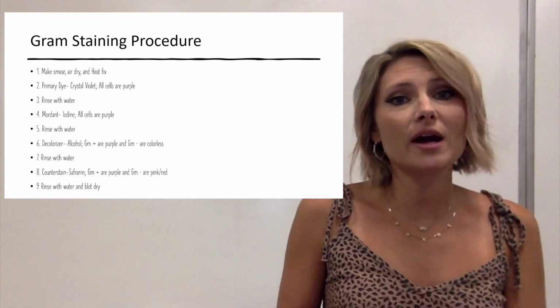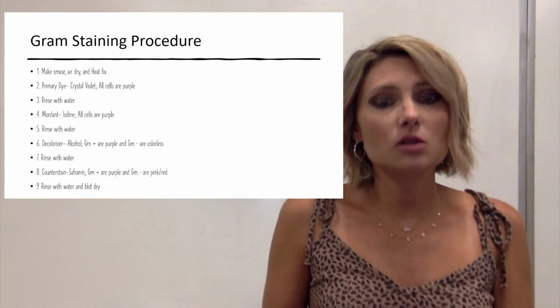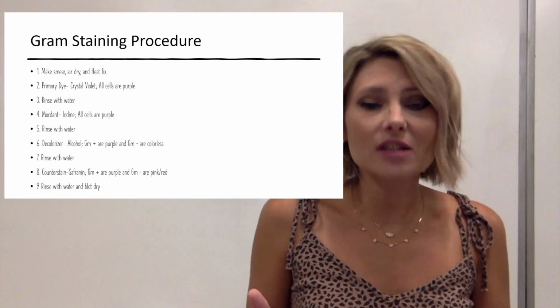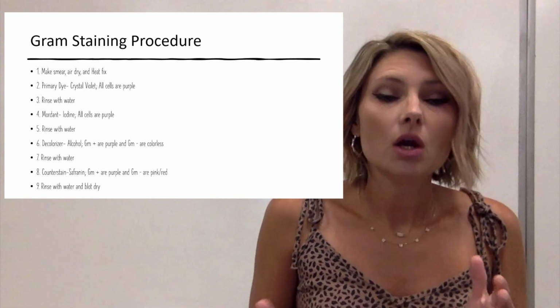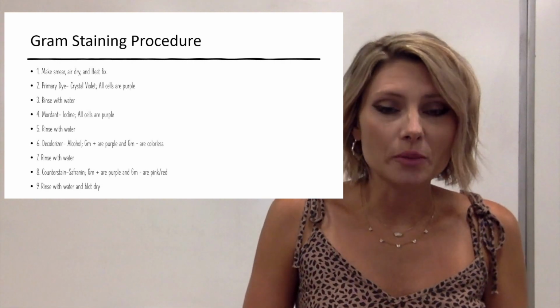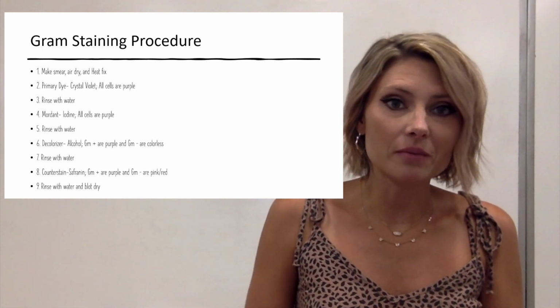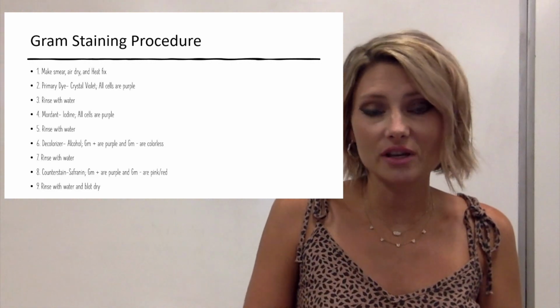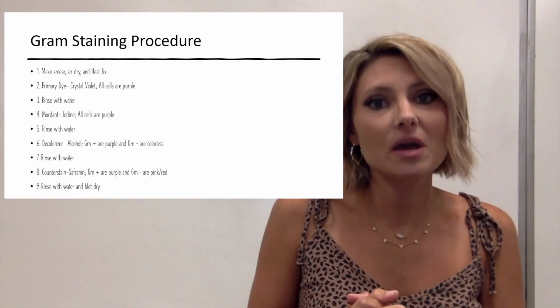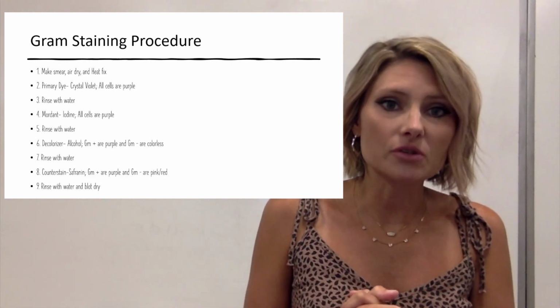So starting out, we're going to make our smear, and you make your smear the exact same way that we did for the simple stain. You add your water, you add your bacteria, making sure that you're flaming in between, let it air dry, and heat fix it. All those steps are going to be the same that you learned for the simple stain.